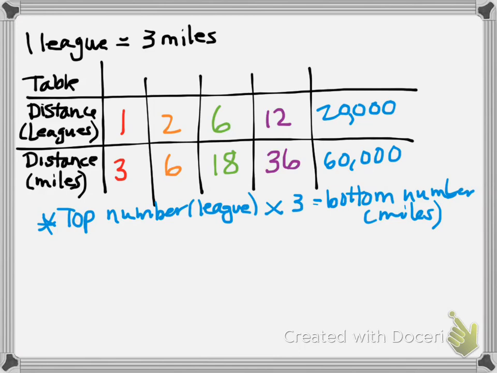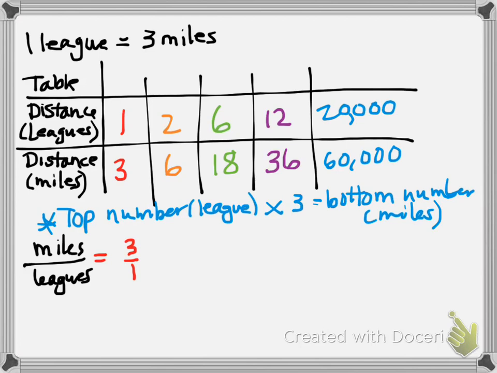So let's work on some ratios here. So let's put it in miles over leagues. Okay, so for all of these we want to do miles over leagues. So let's take the first column. And we have 3 over 1. I'm going to leave it because a ratio has to have 2 numbers that I'm comparing, so I'm not going to take the 1 away. So I'm going to leave it as 3 to 1.